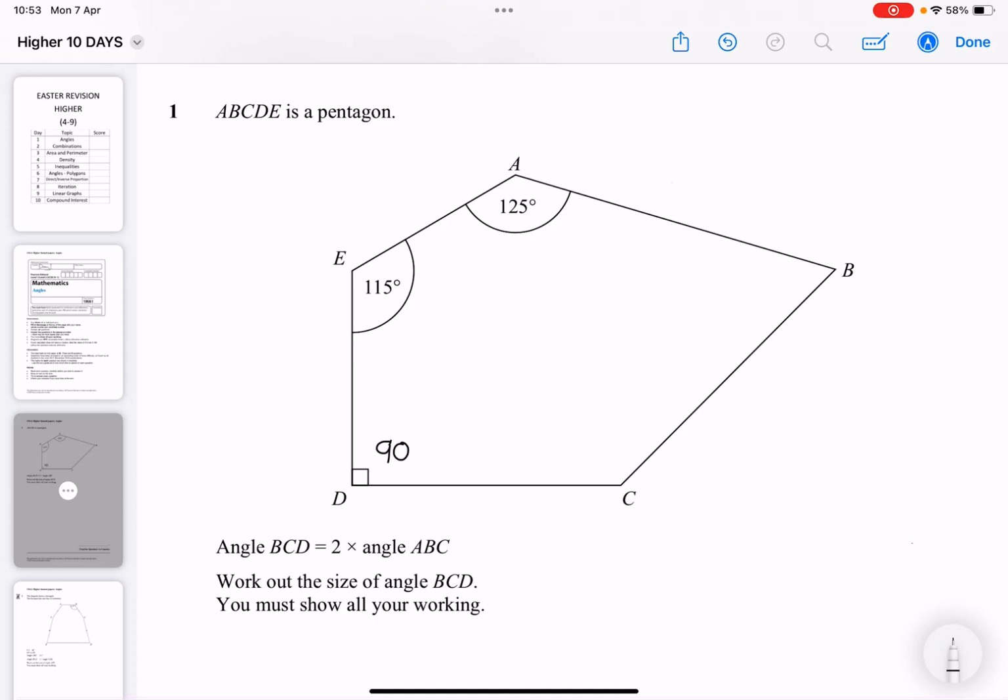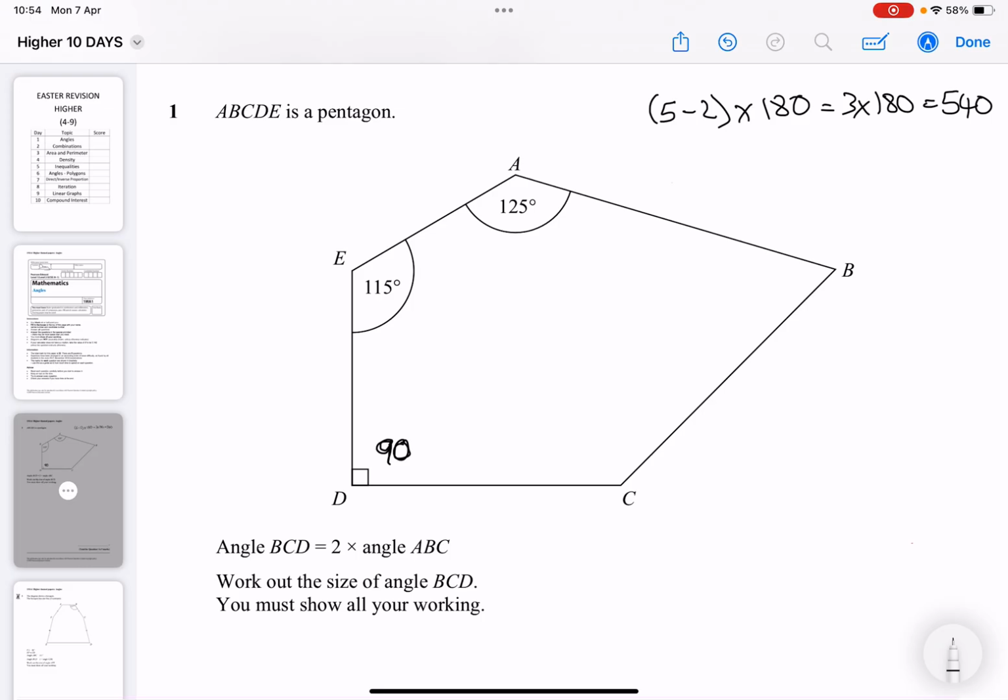First of all, I've got my 90 degrees down here. But also this is a pentagon, so I need to find the total of the interior angles. So 5 is the sides, take 2, times by 180. That always works out the triangles, which is 3 times 180. So the total interior angles is 540.